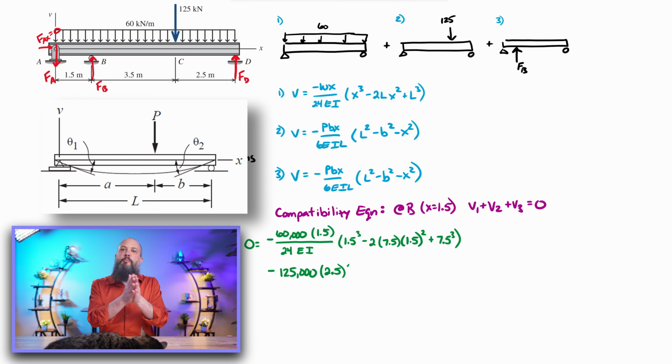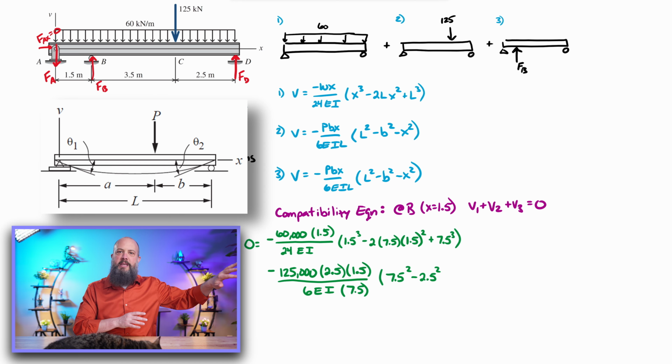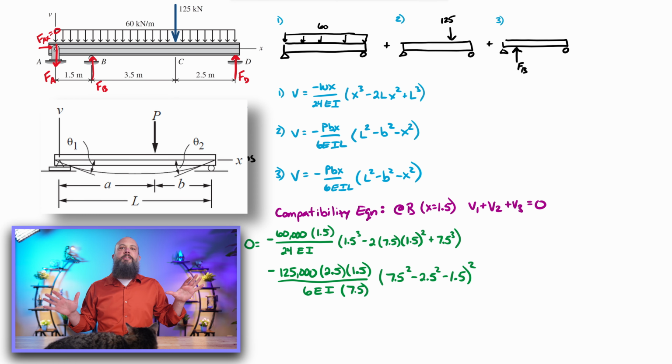For the 125 point force, again, I'm converting that to newtons, so 125,000. Now, b is the distance of the beam past the force. So b is the 2.5 at the far right side of the beam. The L is still 7.5 and X is still 1.5. That's our point of interest, 1.5 to B. And again, I'm going to save EI for later.